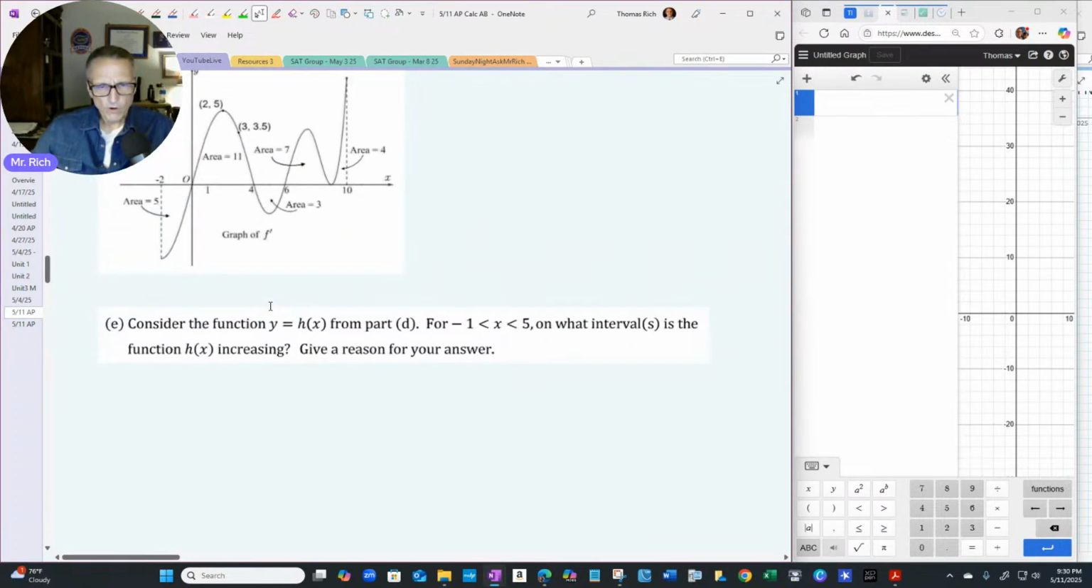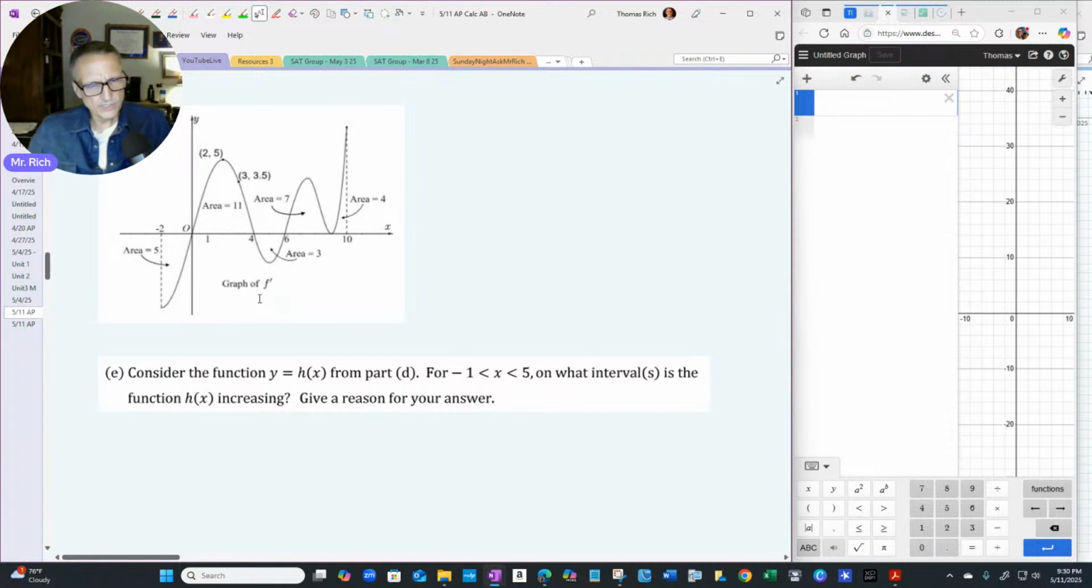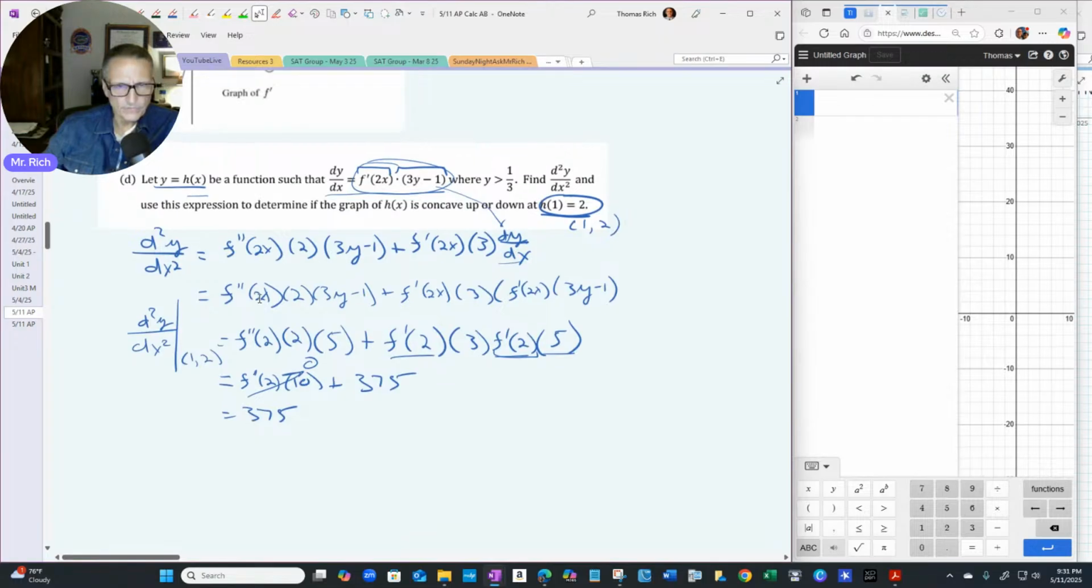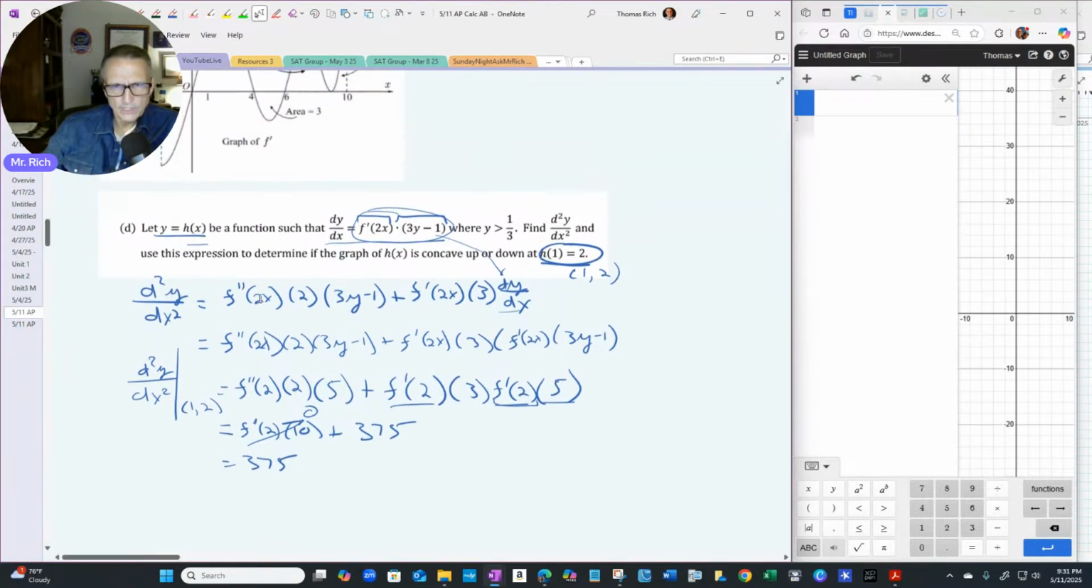Okay, one more part to this. Part E says, consider the function y equals h of x from part D. For x from -1 to 5, on what intervals is the function h of x increasing? Give a reason for your answer. All right, so on what intervals is it increasing?